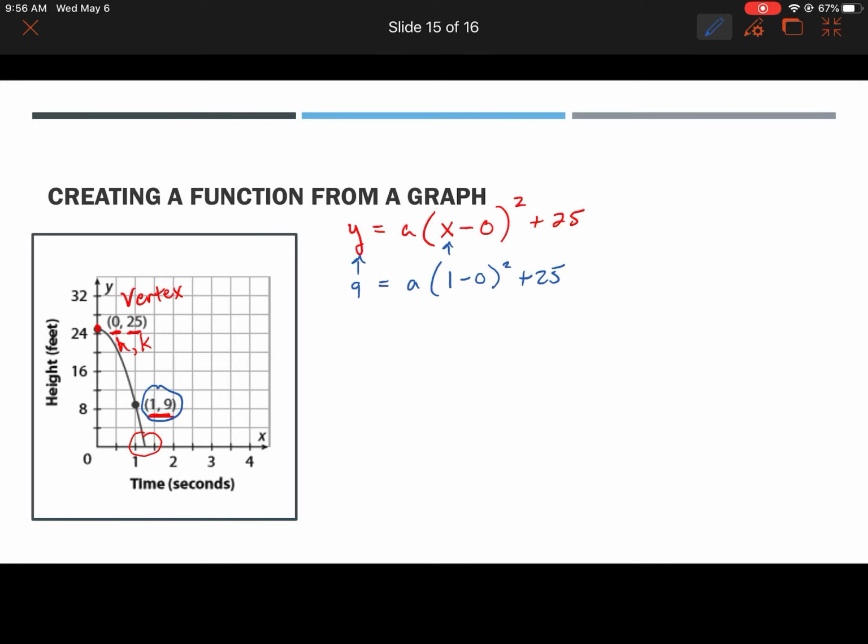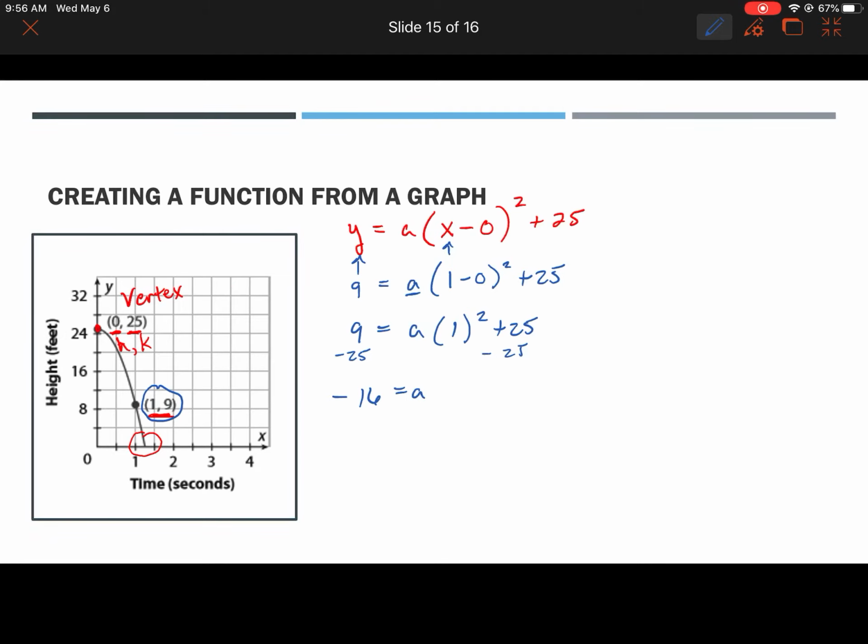Okay? And we're going to use that to figure out whatever a is. We need to know what a is. So we're just going to simplify this down. So a times 1 squared plus 25. So to get a by itself, obviously 1 squared is 1. And if I subtract 25 from both sides, I'm trying to get a by itself, right? We're going to end up with a -16 for an a.